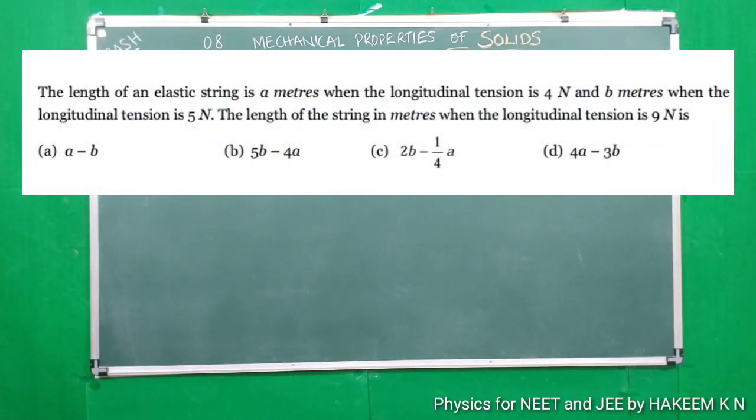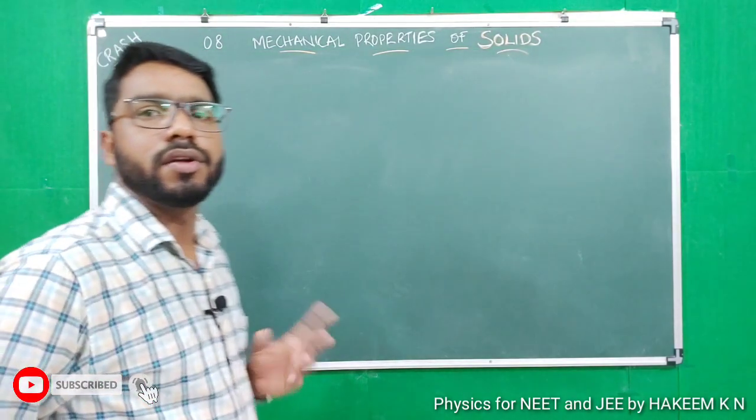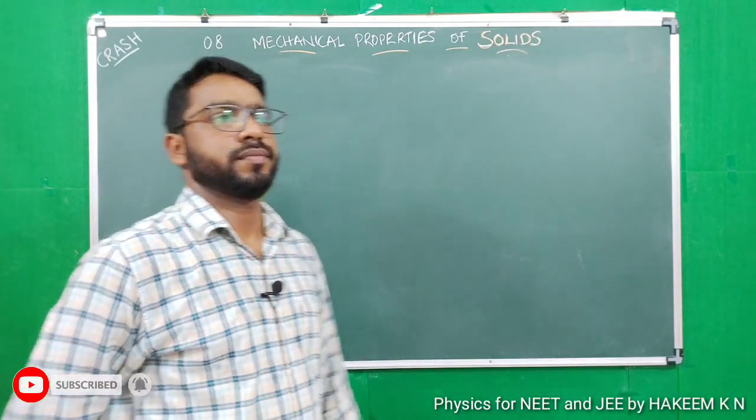Here is a question. The length of an elastic string is A meters when the longitudinal tension is 4 Newton and B meters when the longitudinal tension is 5 Newton. Length of the string in meters when the longitudinal tension is 9 Newton. Options are A minus B, 5B minus 4A, 2B minus 1 by 4A, 4A minus 3B. Just pause the video and try to solve it.